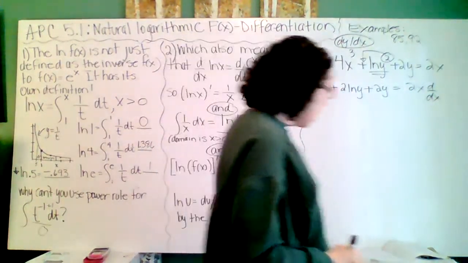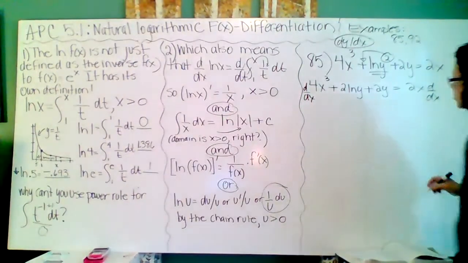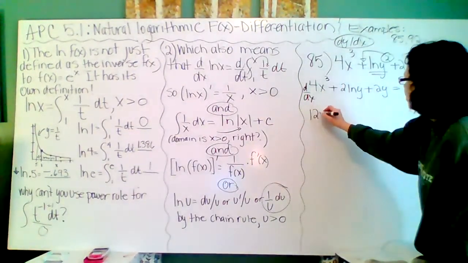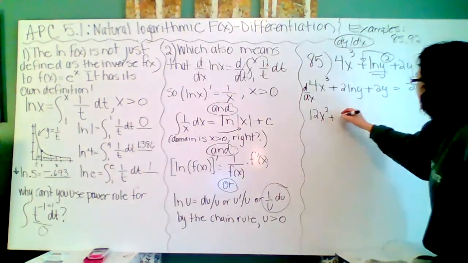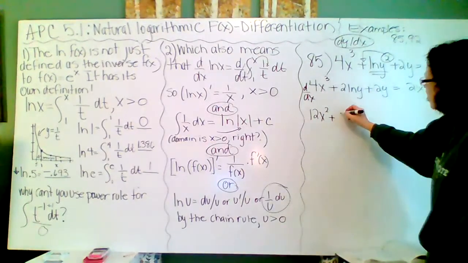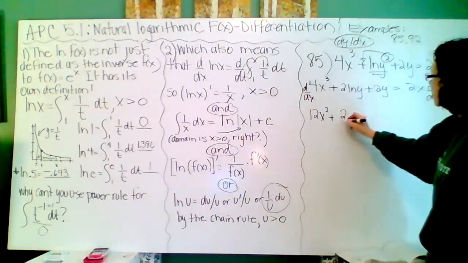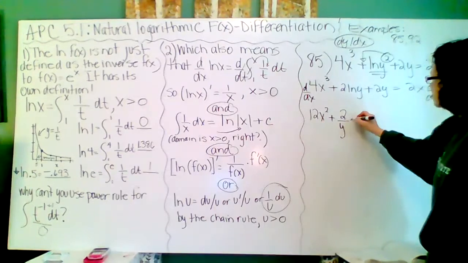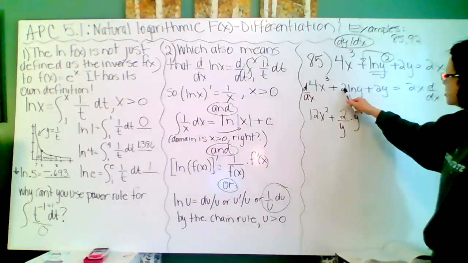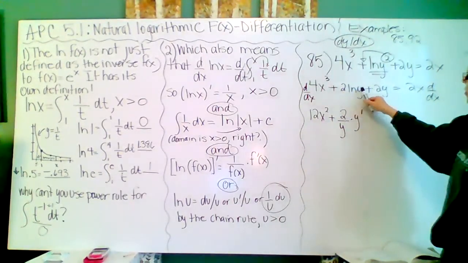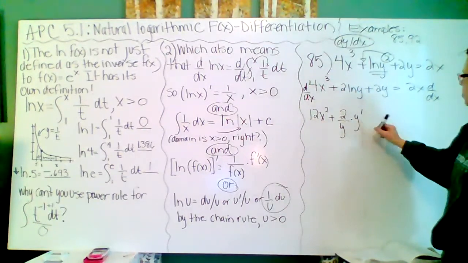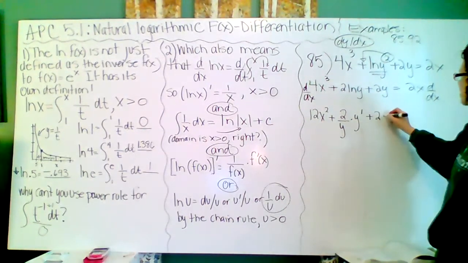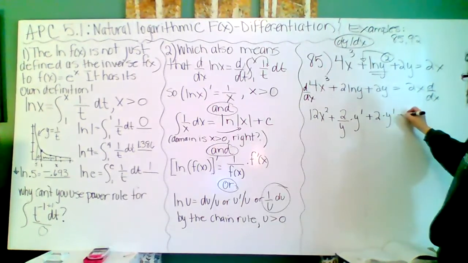So here we go. The derivative of 4x cubed is 12x squared plus the derivative of 2 natural log of y is 2 times 1 over y times y prime. So I carried the 2. The derivative of the natural log of y is 1 over y times y prime, plus 2 times y prime equals 2.